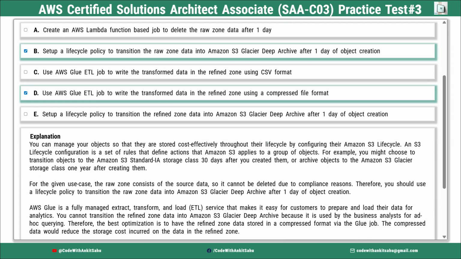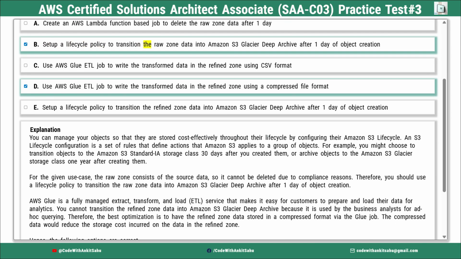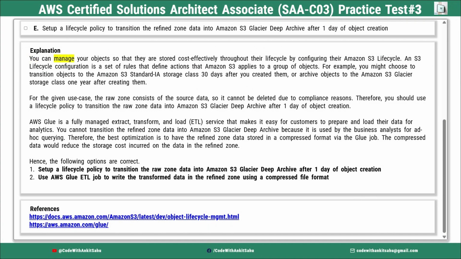Correct answer. Option B. Set up a lifecycle policy to transition the raw zone data into Amazon S3 Glacier Deep Archive after 1 day of object creation. Option D. Use AWS Glue ETL job to write the transformed data in the refined zone using a compressed file format. Explanation: you can manage your objects so that they are stored cost-effectively throughout their life cycle by configuring their Amazon S3 lifecycle. An S3 lifecycle configuration is a set of rules that define actions that Amazon S3 applies to a group of objects. For example, you might choose to transition objects to the Amazon S3 Standard-IA storage class 30 days after you created them, or archive objects to the Amazon S3 Glacier storage class 1 year after creating them.